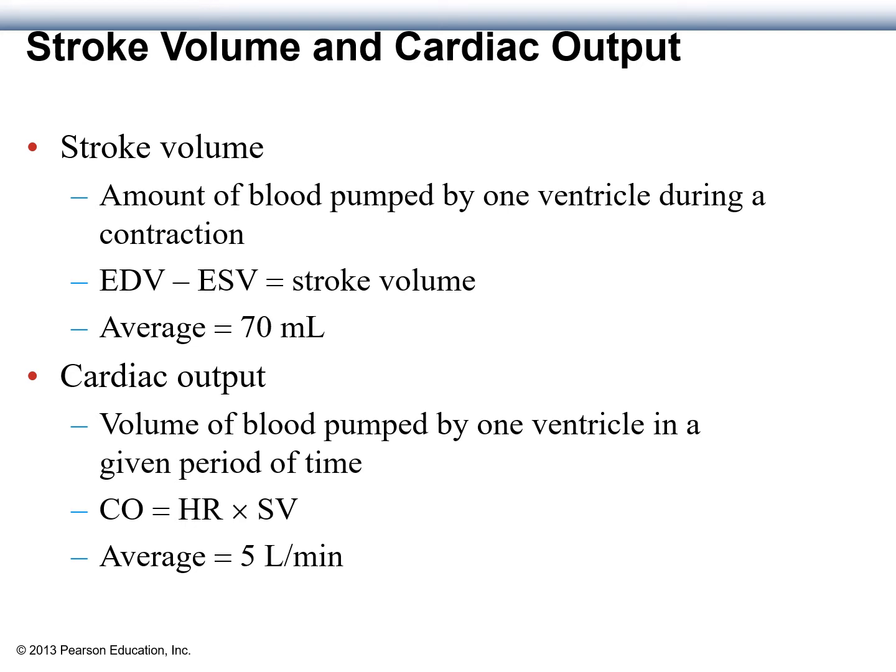And we know from previous lecture that our heart rate is actually going to be, on average resting heart rate, 70 beats per minute. 70 times 70, that's right, it's 4,900 milliliters per minute, because that's what we're looking at, and that's called cardiac output. This is the volume of blood pumped by one ventricle in a given period of time. In this case, generally a minute. And this averages about 5 liters per minute in a normal individual.